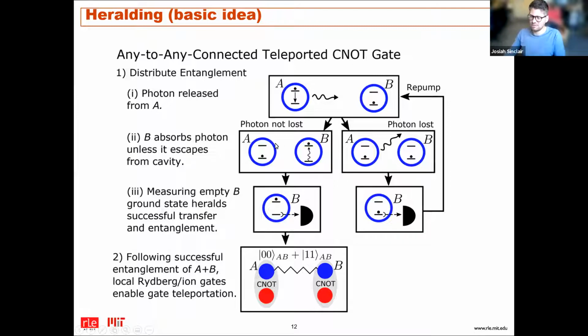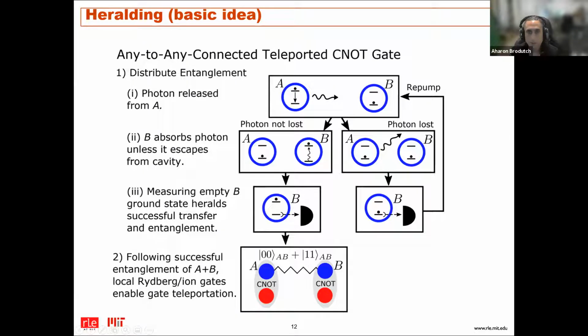If this process fails because the photon leaks out of the cavity before it's absorbed by B, or something goes wrong, then both atoms end up in the ground state, with B having never left it. We can then just measure the occupation of the lower state in B. If the atom is still there, then we know the transfer failed, and we just repump and try again. But if the lower state of the second atom is empty, that will herald the successful transfer of the photon from the first atom to the second atom. And if that's designed properly, that'll also herald entanglement of the two atoms.